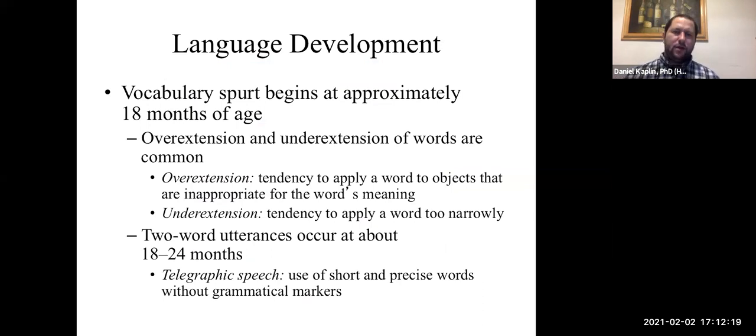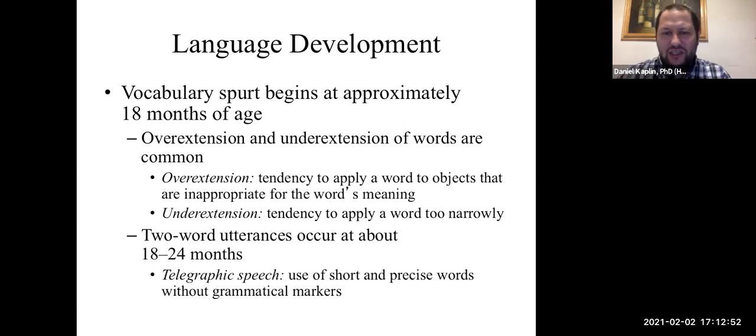properly. So you can engage in what's called an overextension in language or an underextension in language. An overextension in language is to apply a word that goes beyond the meaning of a word. So if you were to call every four-legged animal a dog, that would be an overextension, right? Because there are four-legged animals that are not dogs. There are cats, there are camels, there's so many.